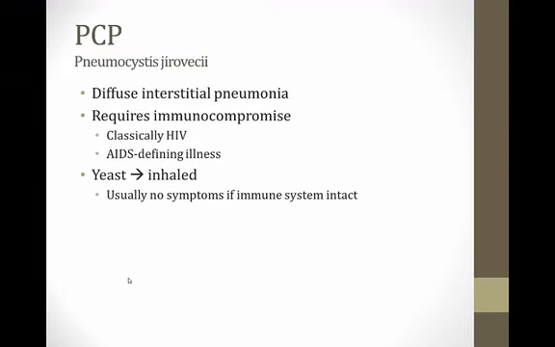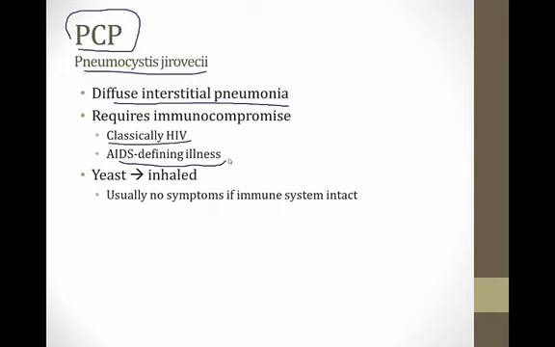The final cause of pneumonia I'm going to discuss is Pneumocystis jirovecii, which used to go by a different name whose initials were PCP, and it's still often called PCP pneumonia. This is a diffuse interstitial pneumonia that requires immune compromise, classically HIV. This is considered an AIDS-defining illness.